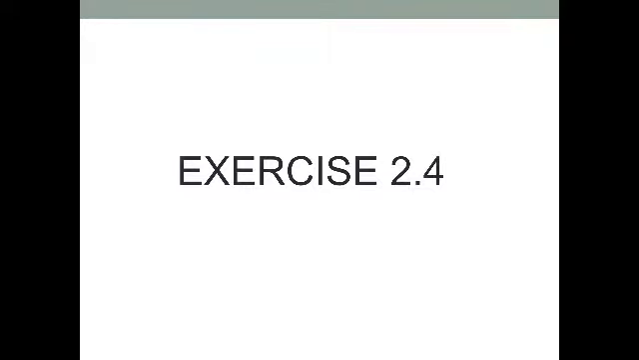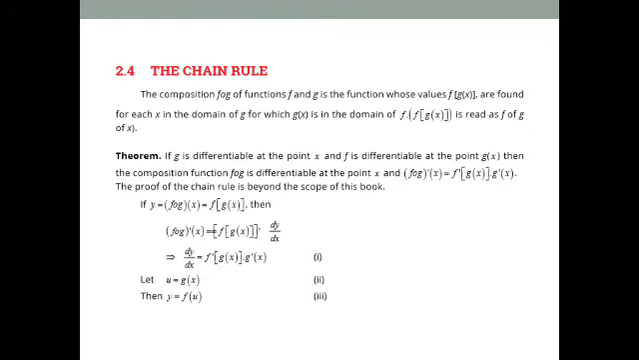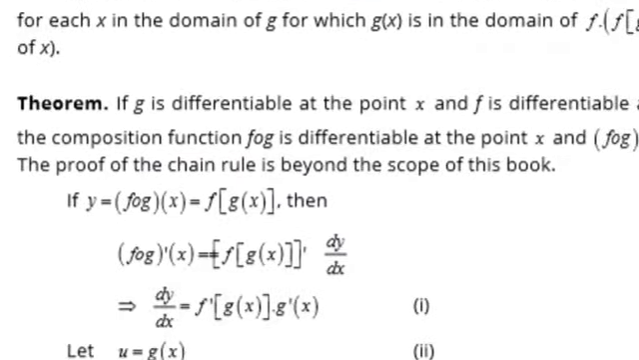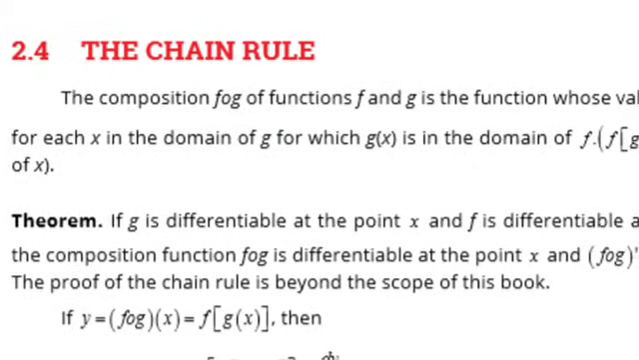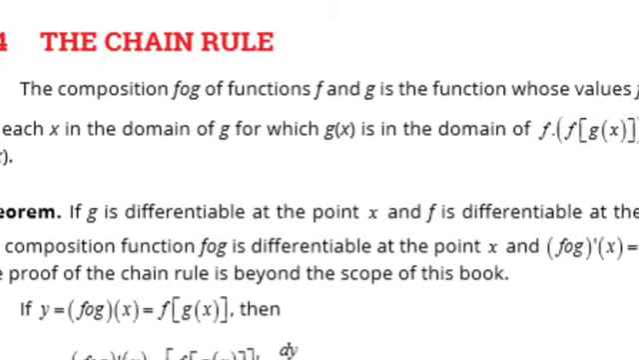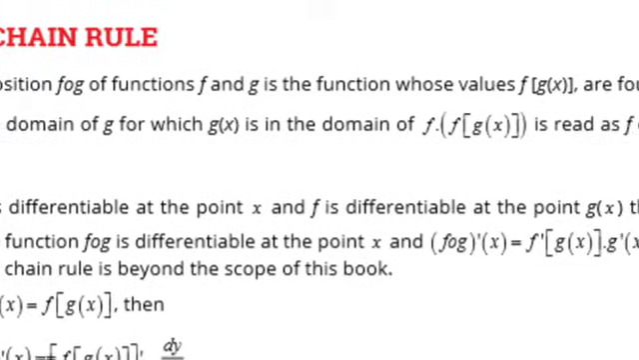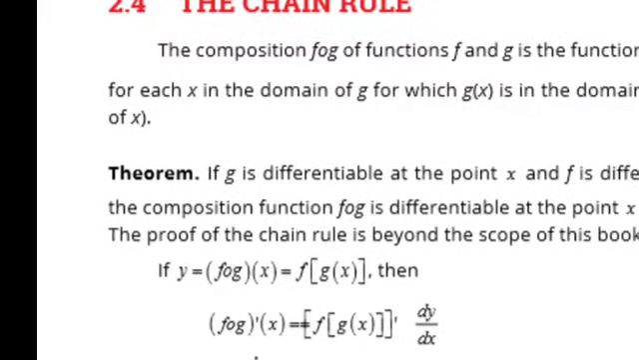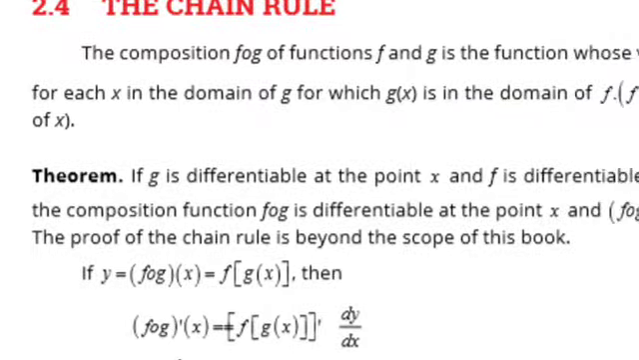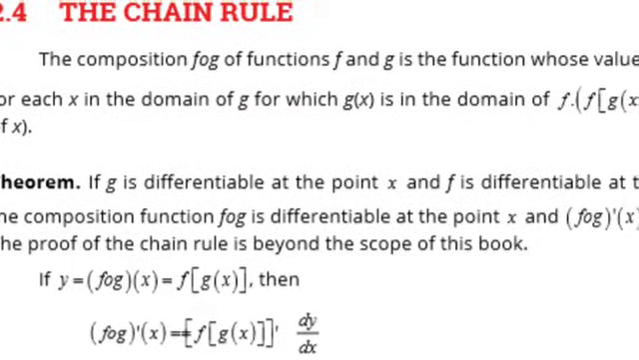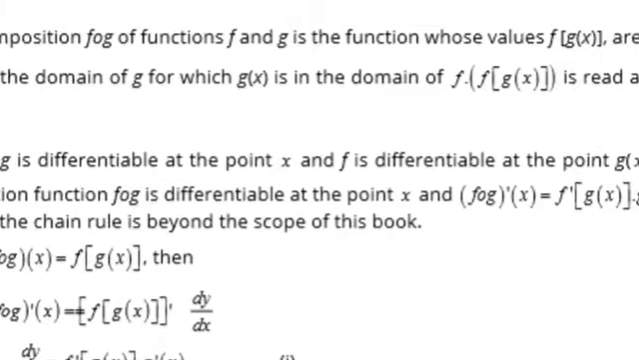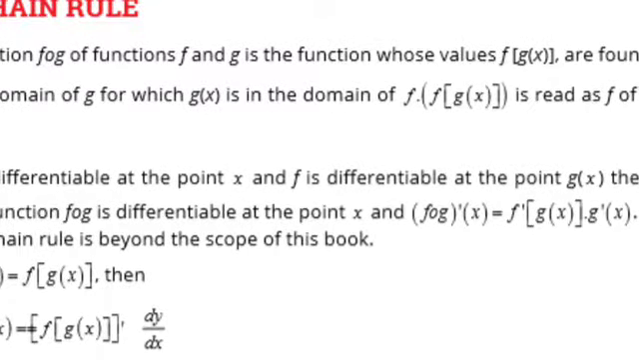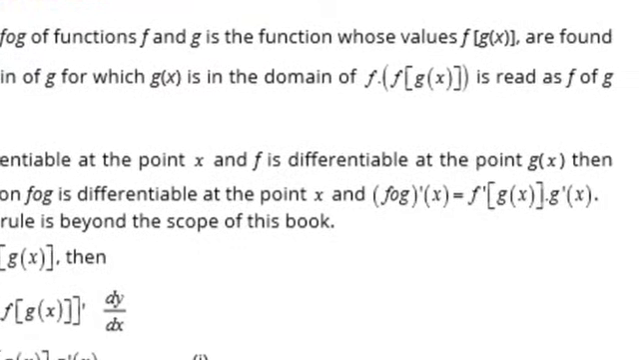Students, today we start exercise 2.4, the chain rule. The composition f of g of functions f and g is the function whose values f(g(x)) are found for each x in the domain of g, such that g(x) is in the domain of f.